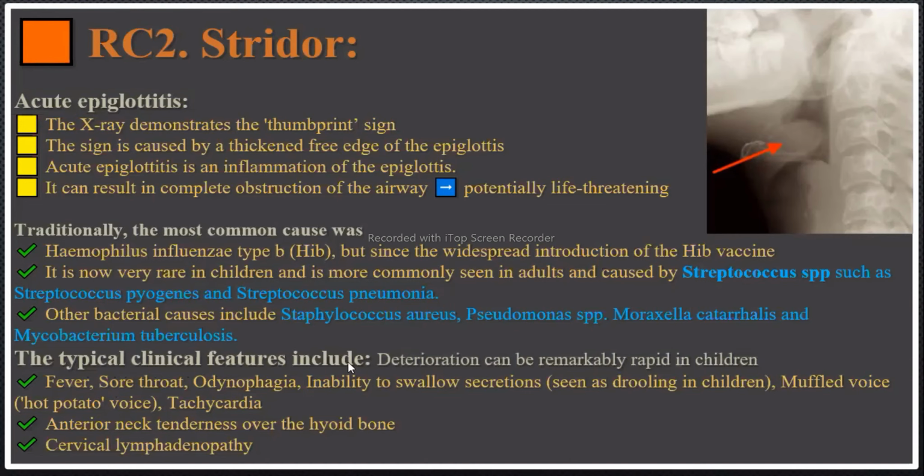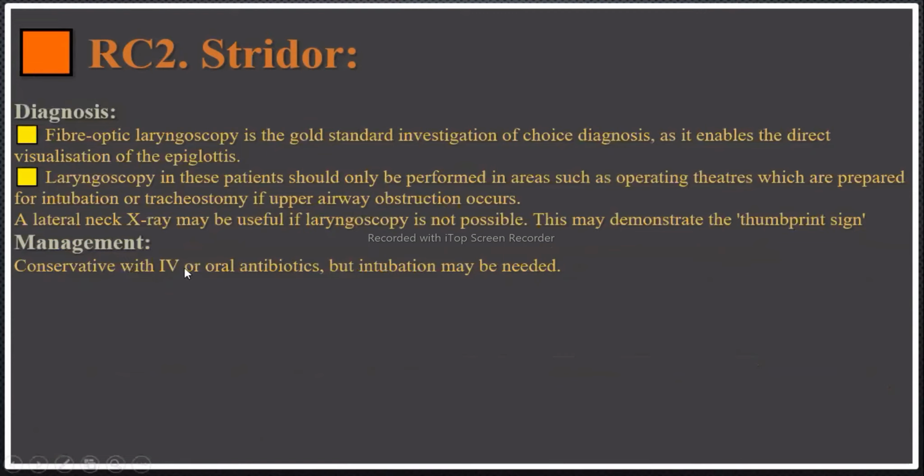The typical clinical features: the patient has fever, sore throat, odynophagia, so pain on swallowing, drooling because of difficulty swallowing, anterior neck tenderness, cervical lymphadenopathy. So diagnosis, fiber optic laryngoscopy. And don't do fiber optic laryngoscopy in the ER. It should be in areas such as operating theaters, prepared for intubation or tracheostomy if upper airway obstruction occurs. So this is the definitive diagnosis, fiber optic laryngoscopy.